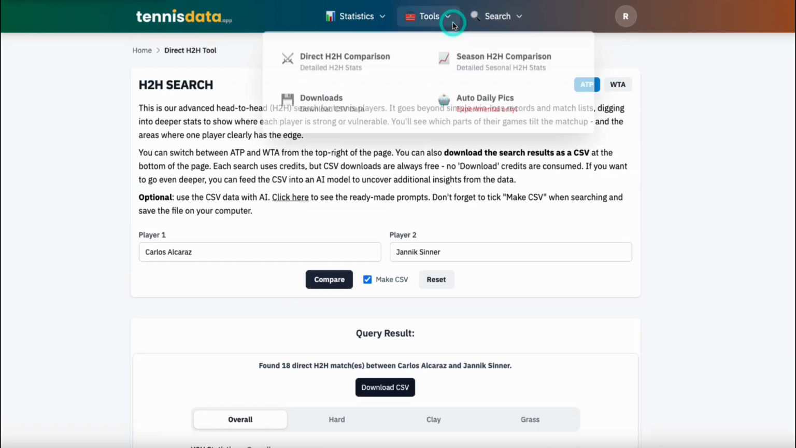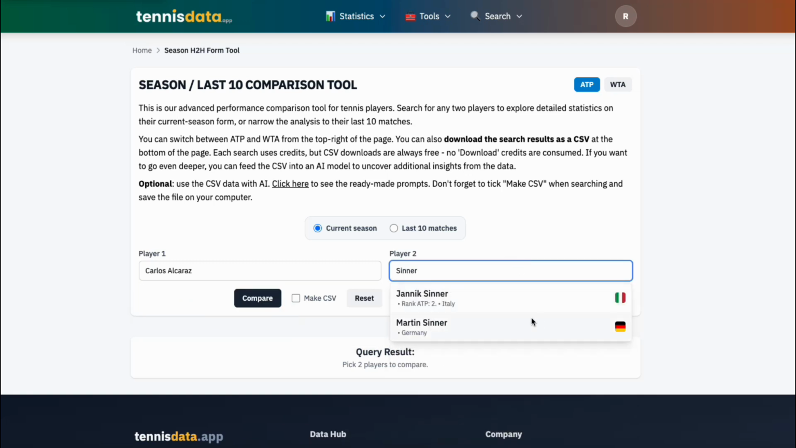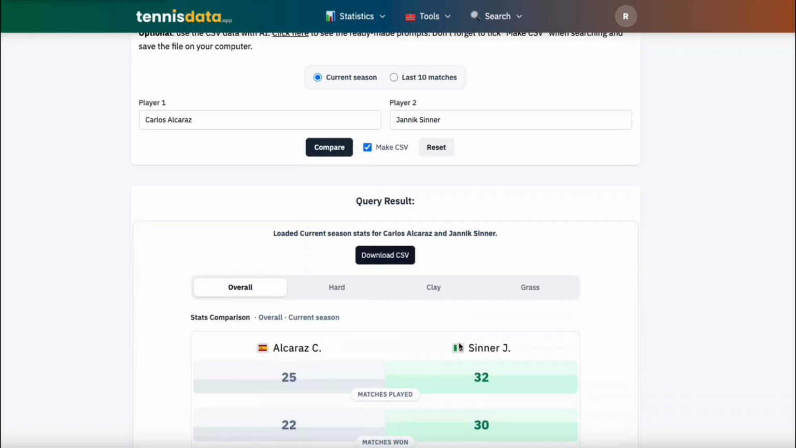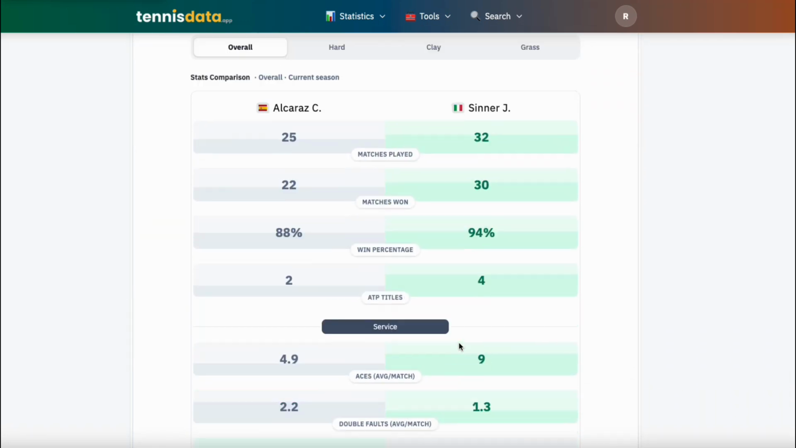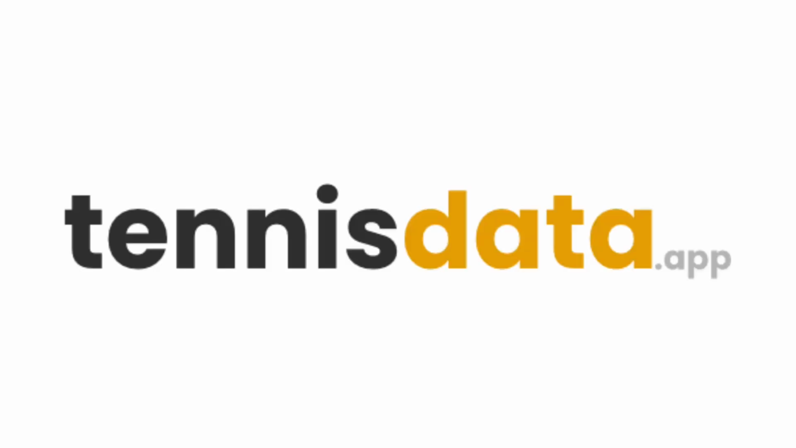The second tool allows you to compare two players even if they have never played against each other. The output is similar, but instead of focusing only on direct meetings, it compares their numbers side by side. You can compare them by full season statistics, or you can focus only on their last 10 matches. Our tools are designed to help you research tennis matches more clearly, compare players in more detail, and make better informed decisions based on data.